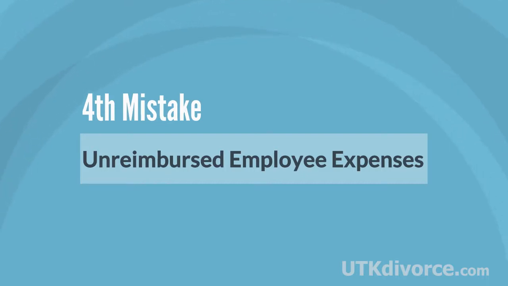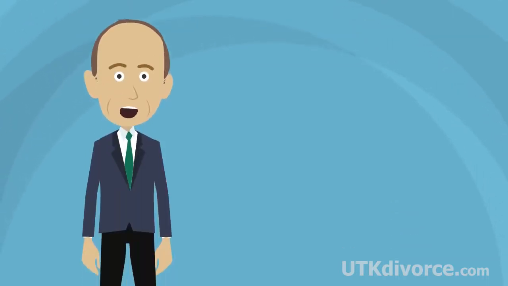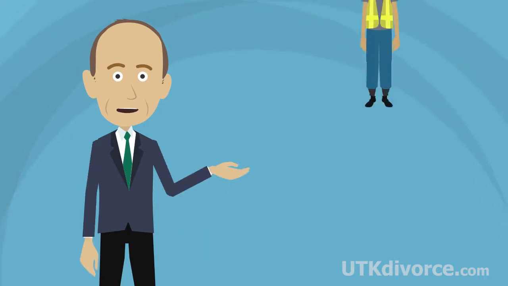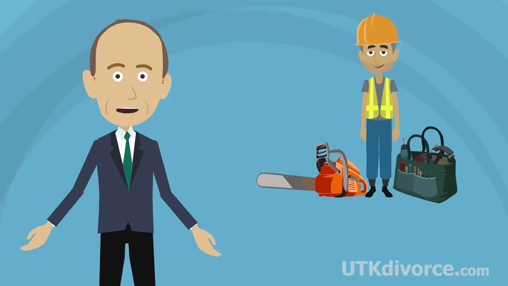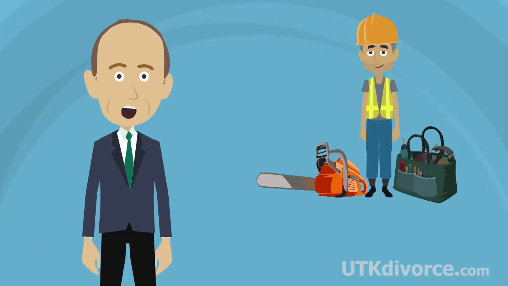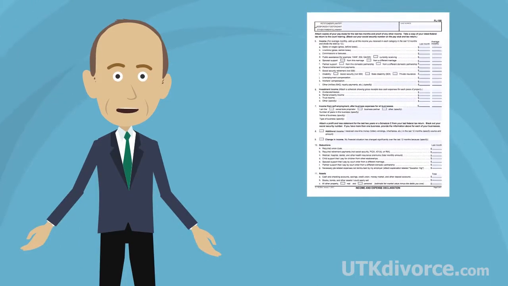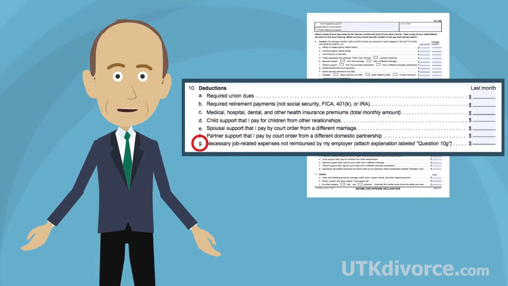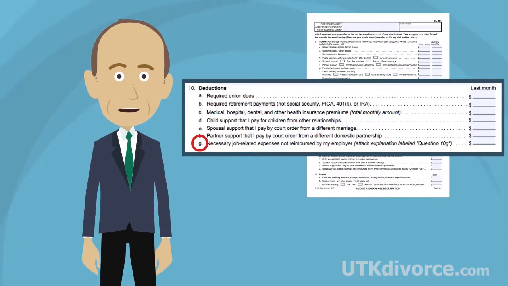The fourth major mistake that people have is they don't request unreimbursed employee expenses to be deducted from their income. Let me explain. Many employees expend money out of their own pocket to maintain their job. The best example is that if you're a blue-collar worker and you have to buy your own tools, it's pretty obvious. And you need to request from the judge to actually have that taken off from your income. Remember, if you don't ask, you don't get.